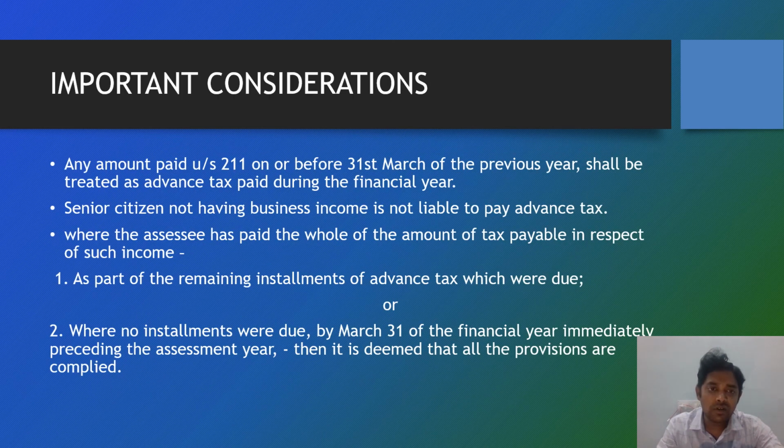Important considerations in advance tax liability. Any amount paid under section 211 on or before 31st March of the previous year shall be treated as advance tax paid during the financial year. Senior citizens not having business income are not liable to pay advance tax. Where the assessee has paid the whole of the tax payable in respect of such income, apart from the remaining installments of advance tax which were due, or where no installments were due by March 31st of the financial year immediately preceding the assessment year, then it is deemed that all provisions are complied.